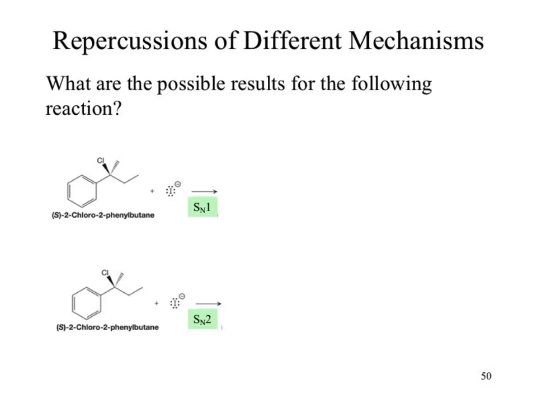What are the repercussions of the different mechanisms? So when we run the SN1, what happens? So here we have a chiral molecule. The very first step in the SN1 is what happens? The leaving group leaves, the formation of the carbocation. If I have a carbocation, do I have a chiral atom anymore? No, I've actually lost the chiral atom. Okay? But I have a carbocation.